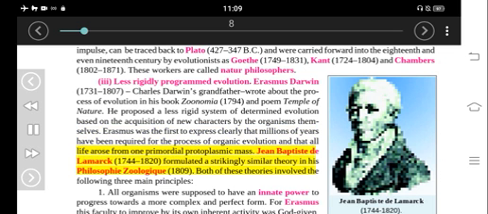Jean-Baptiste de Lamarck, 1744-1820, formulated a strikingly similar theory in his Philosophie zoologique, 1809. Both of these theories involve the following three main principles. 1. All organisms were supposed to have an innate power to progress towards a more complex and perfect form. For Erasmus Darwin, this faculty to improve by its own inherent activity was God-given.